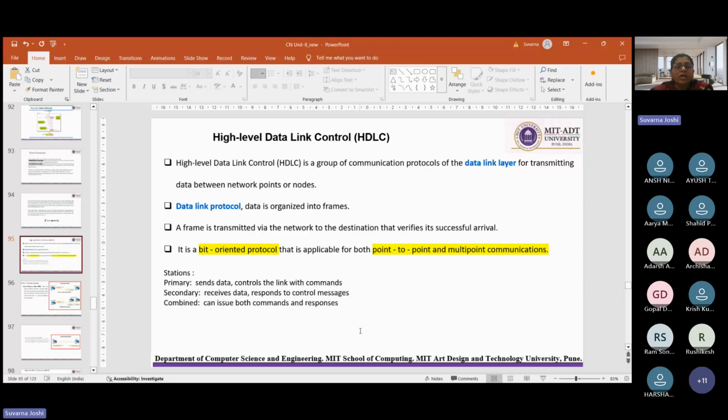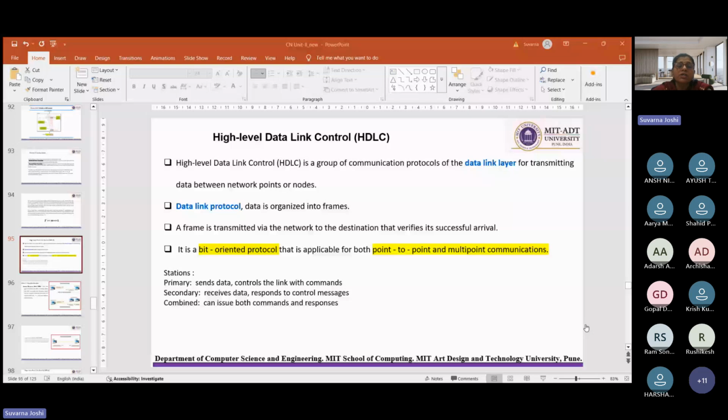The second type of stations in HDLC are called secondary stations. Secondary stations are the stations that can mainly receive the data, and they can respond to the messages from the primary stations. So primary stations are mainly responsible for giving the commands or sending the data, while secondary stations can respond to the primary stations and receive the data from them.